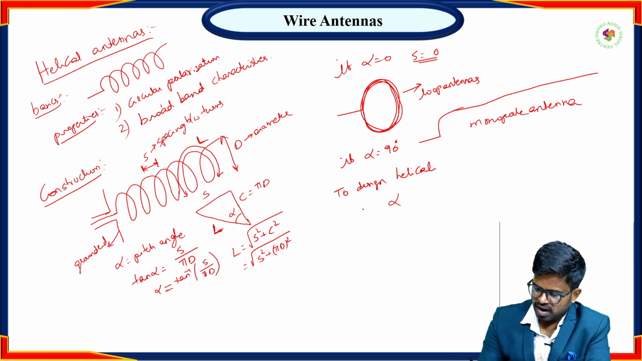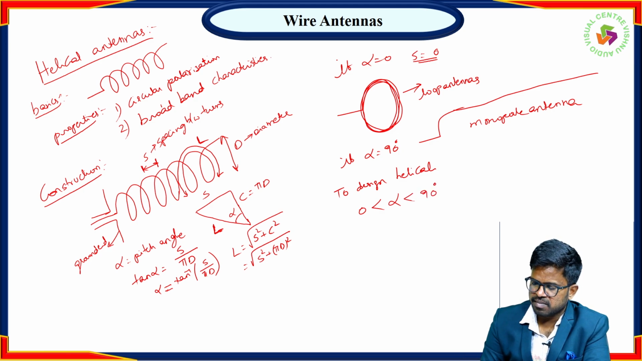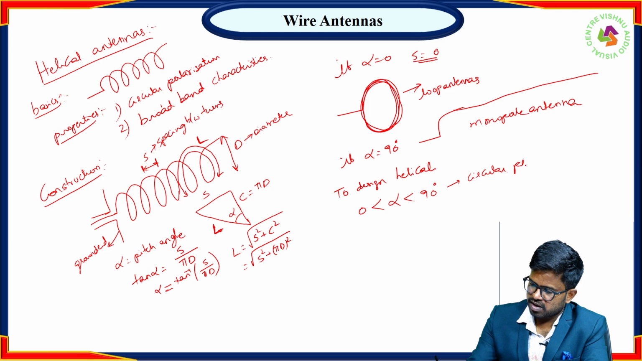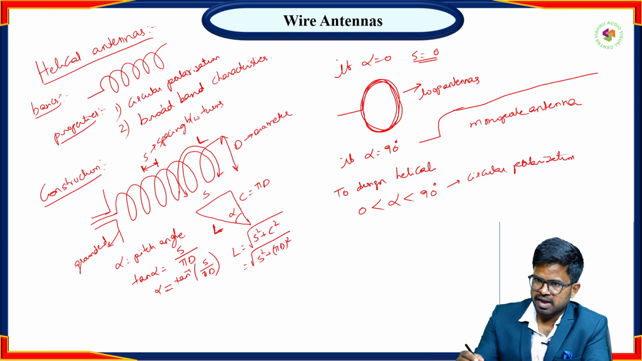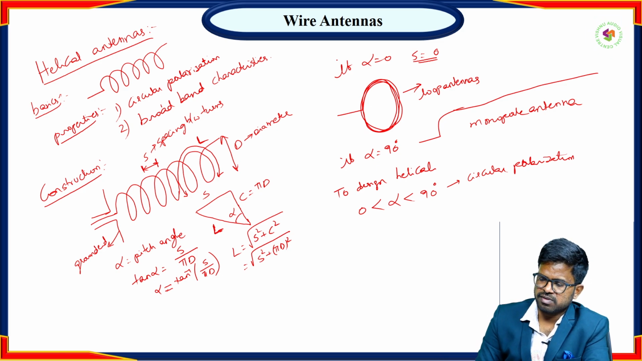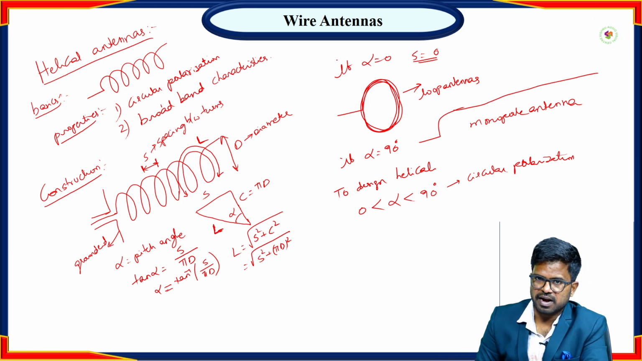your alpha should always be greater than or equal to 0 and less than or equal to 90. That is the major condition to design a helical antenna. Then this one can produce circular polarization. If you take alpha equal to 0, that will act like a loop antenna. If you take alpha equal to 90, it will act like a monopole antenna. So both cases will not come under helical antenna. Only when the angle is between 0 and 90 will it come under helical antenna.